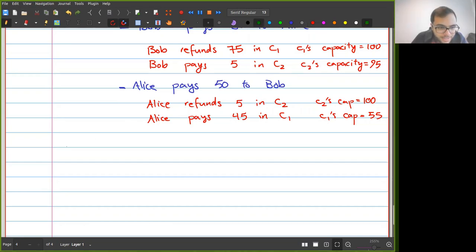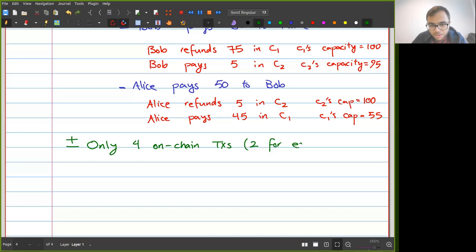But we can get this down to 2. So now, this is both a plus and a minus. I have only 4 on-chain transactions, 2 transactions for each one-way channel.